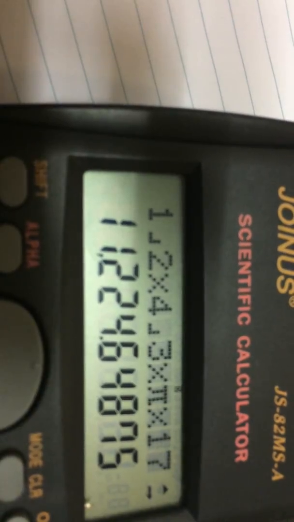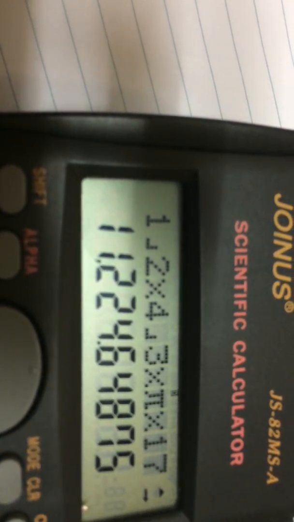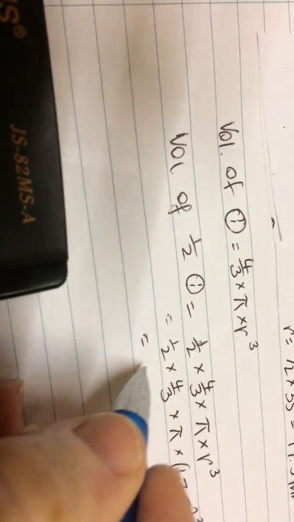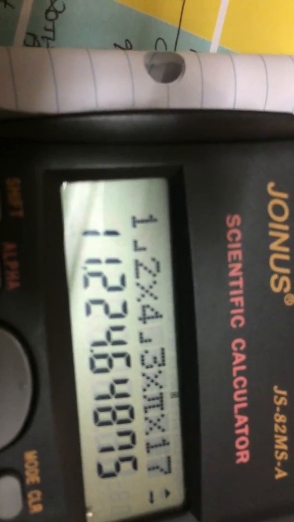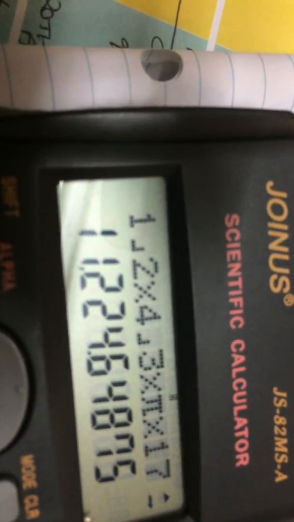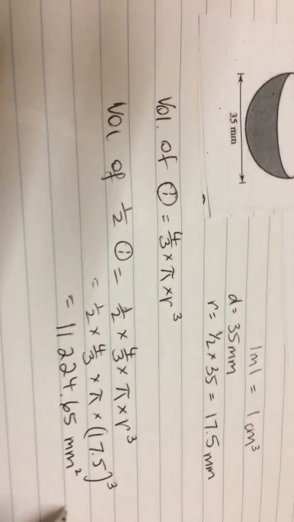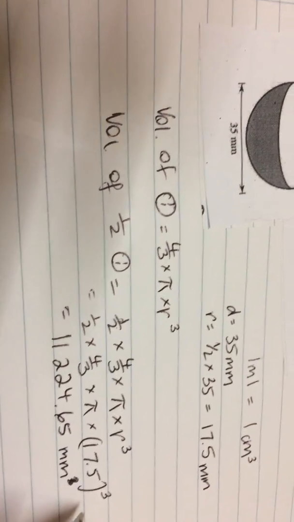11,224.64875. So I think I'll round that off to 11,224.65, and I'm going to write that in here, equals 11,224.65. There I am writing in there. And because our radius was in millimetres, that answer there is in millimetres cubed.